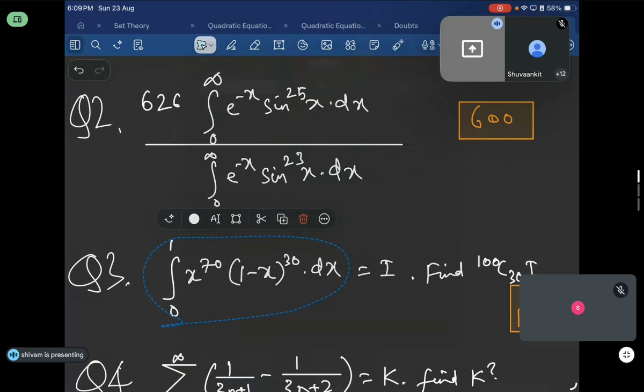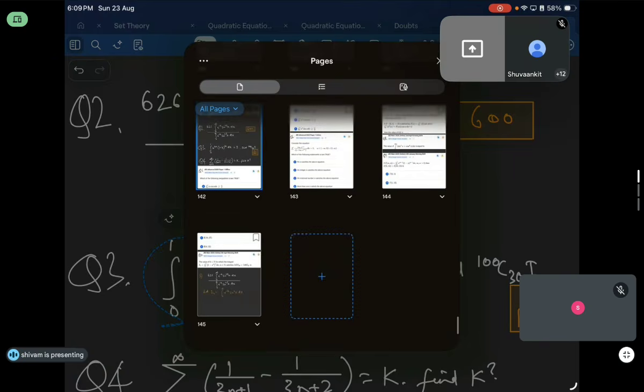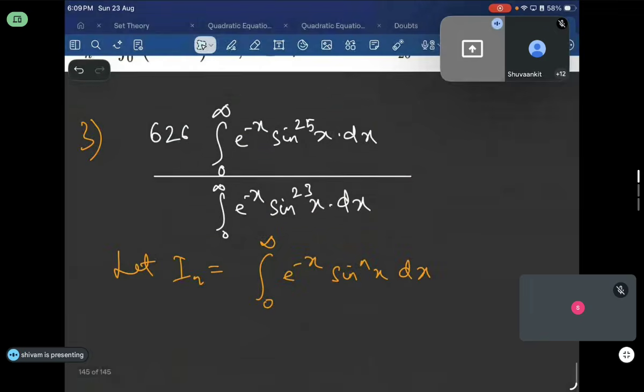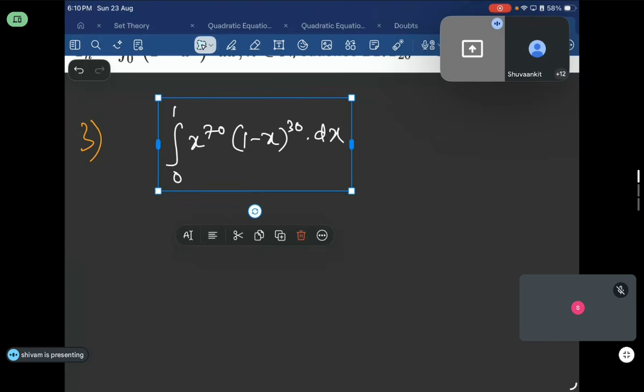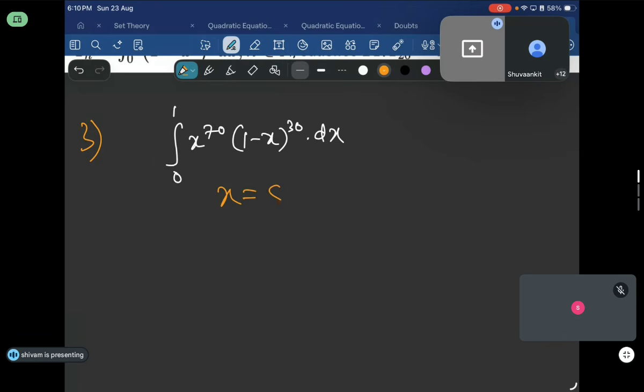So by looking at it, what comes to your head? Wallis theorem, right? Let us start. So what should we substitute? Similar kind of problem we did in the class. What shall we substitute? Sin square x or sin square theta. x equal to sin square theta. Right, tell me. So what do we get? dx is equal to 2 sin theta cos theta d theta.